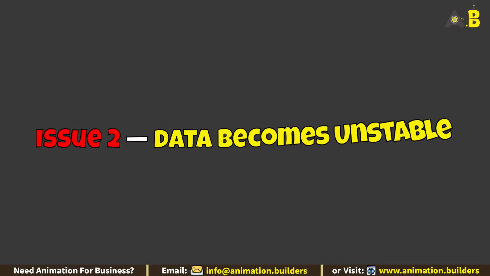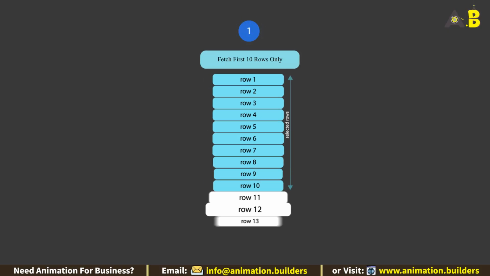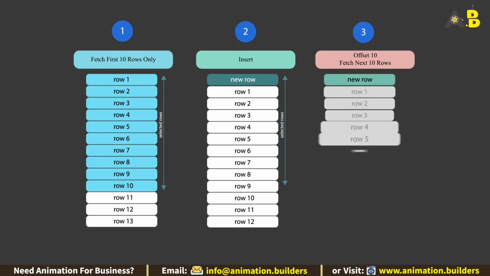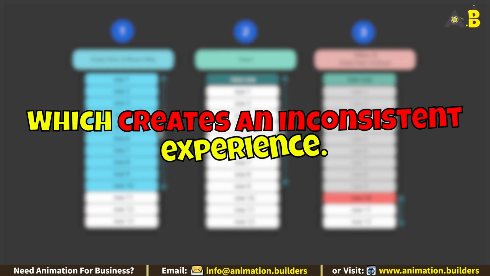Issue 2: data becomes unstable. If new data gets added or removed, everything shifts, so users may see duplicate records or missing records, which creates an inconsistent experience.